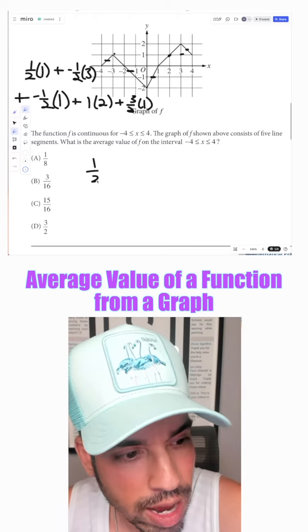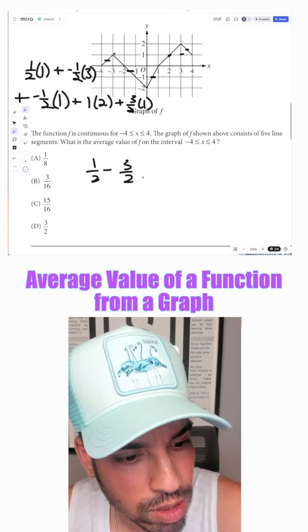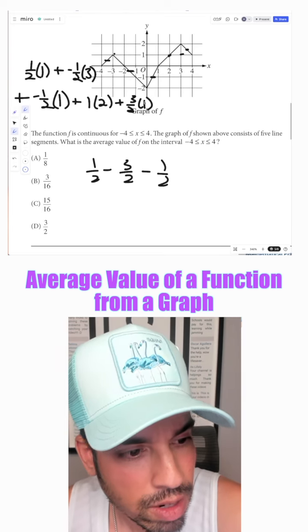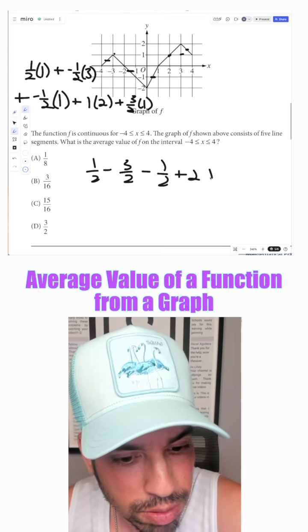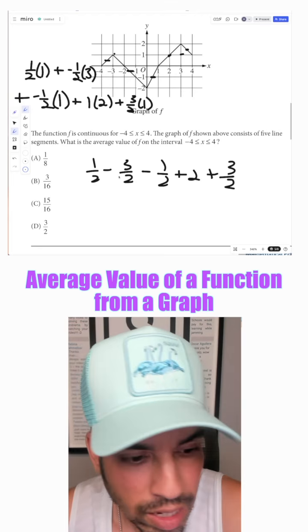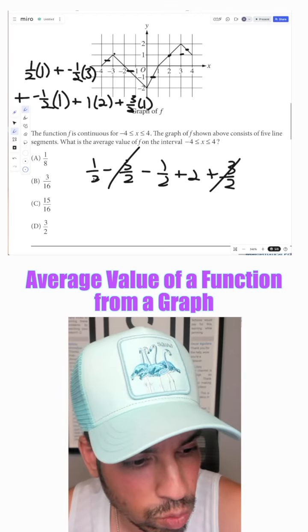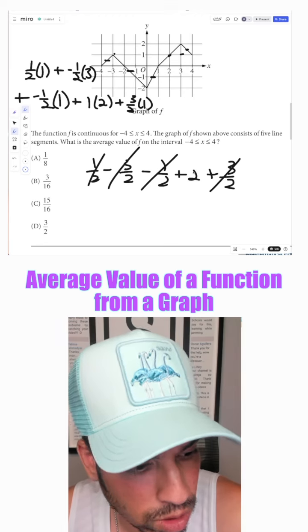So we have 1/2 minus 3/2 minus 1/2 plus 2 plus 3/2. -3/2 cancels out with 3/2, 1/2 cancels out with -1/2, and we're left with 2.